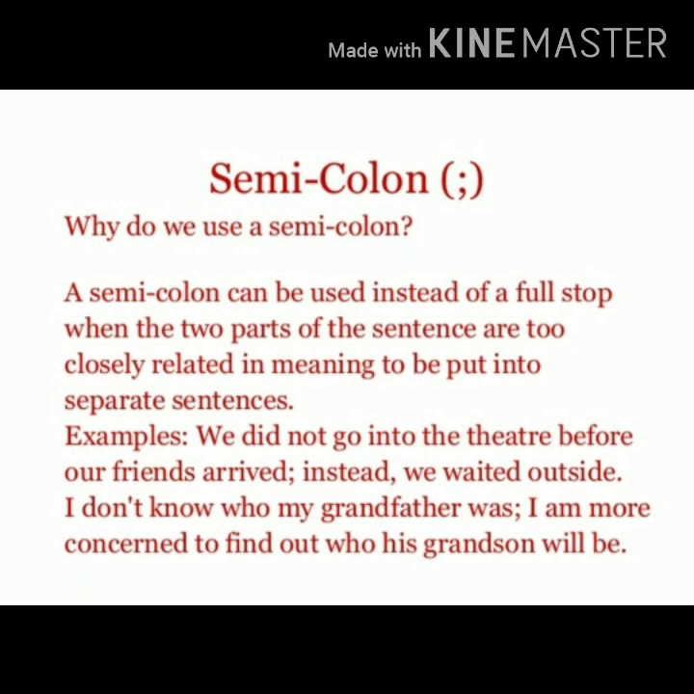For example, we did not go into the theater before our friends arrived; instead, we waited outside. In the given sentence, first of all, we are not using a conjunction. That is why we have used a semicolon between 2 sentences. And second, the 2 sentences are very closely related in meaning.